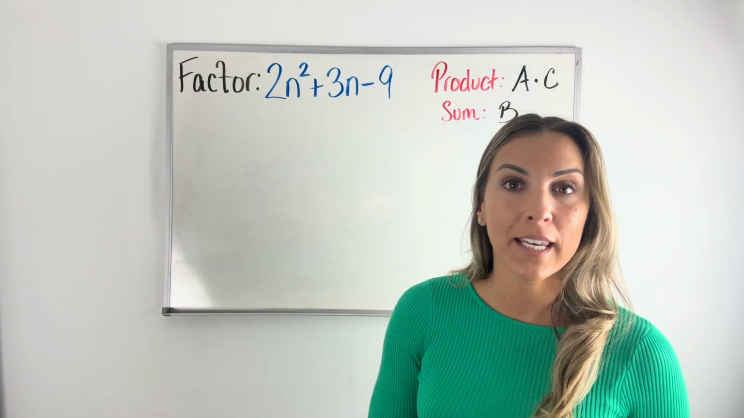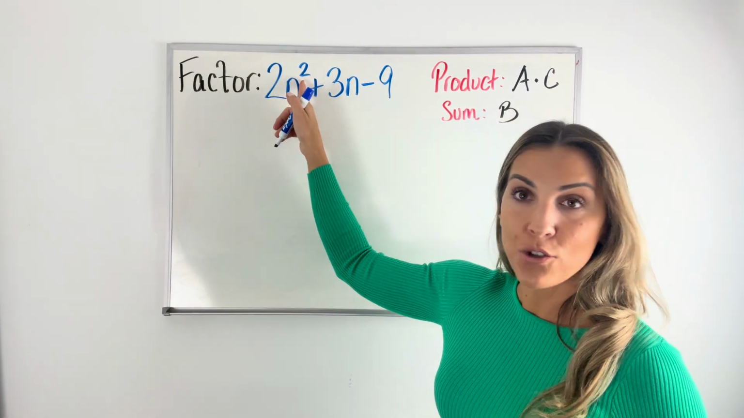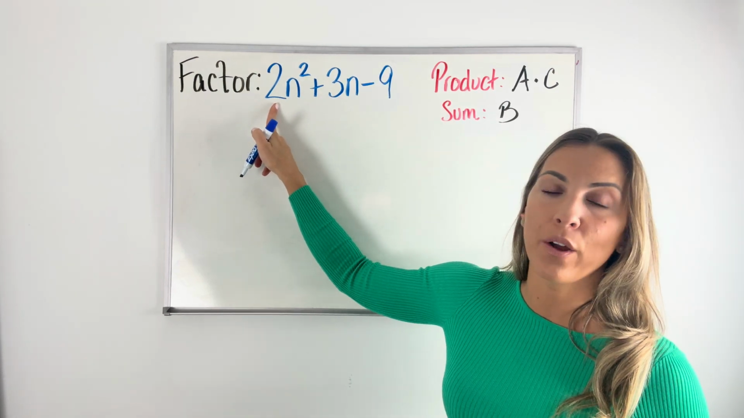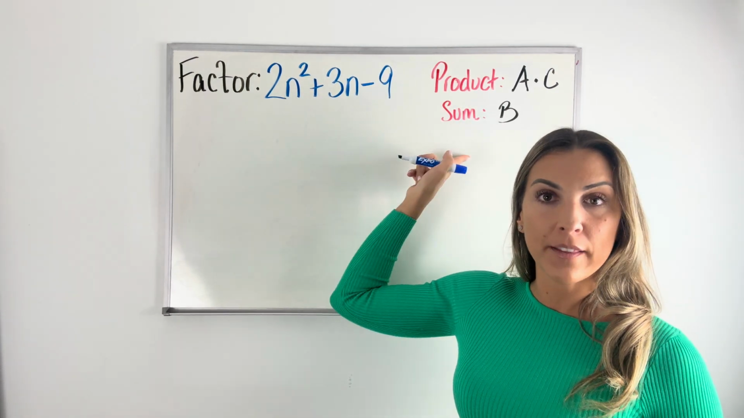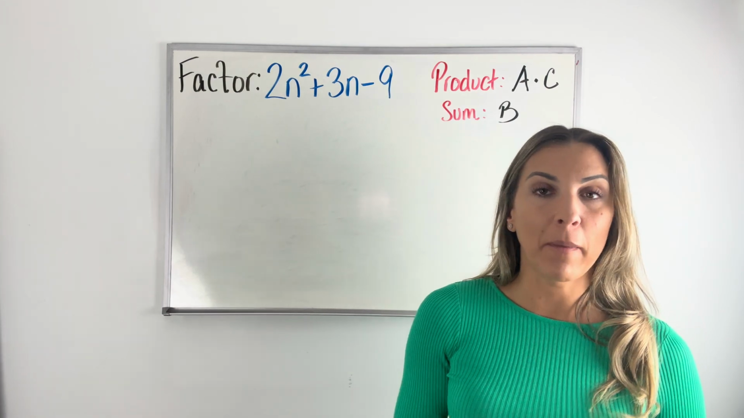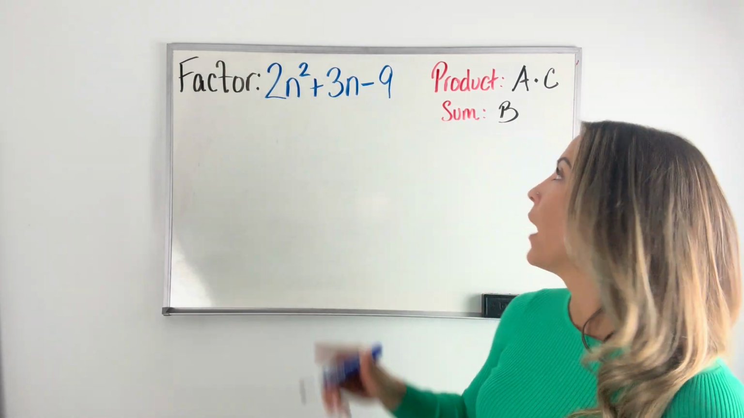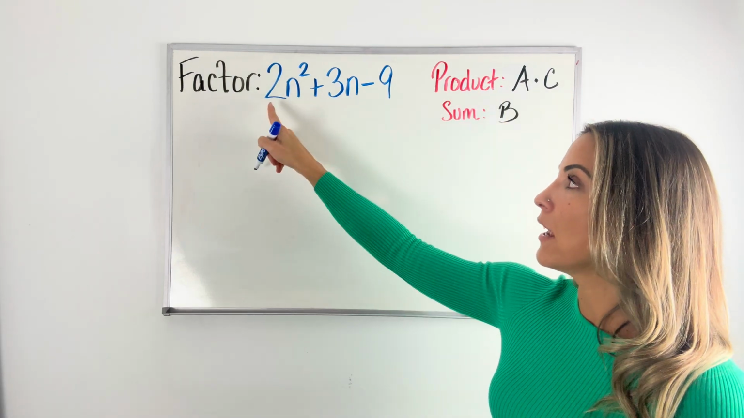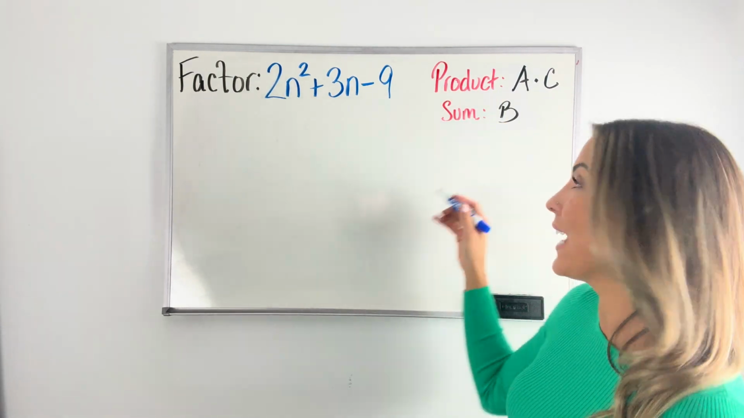All right, here's my second example. I have a quadratic, it's a trinomial, and a, the leading coefficient, is not 1. So I know that I'm going to use product and sum and then the grouping method. Let's start with product and sum. My product, as a reminder, is a times c. In this case, a times c is -18.